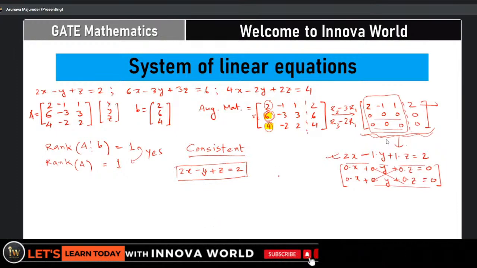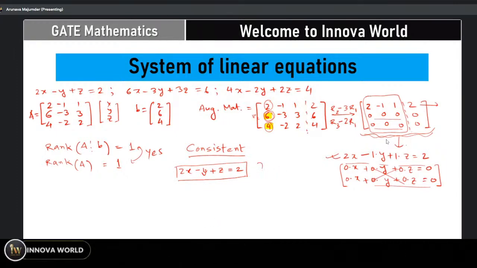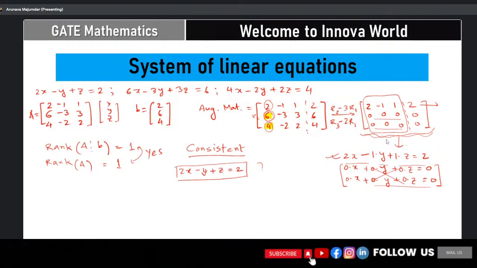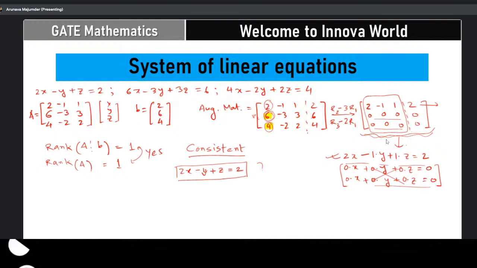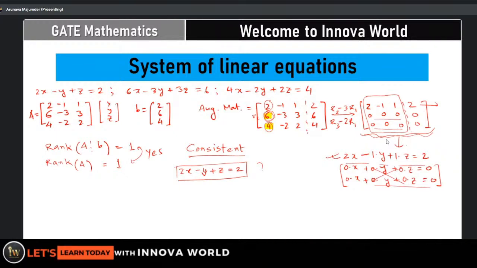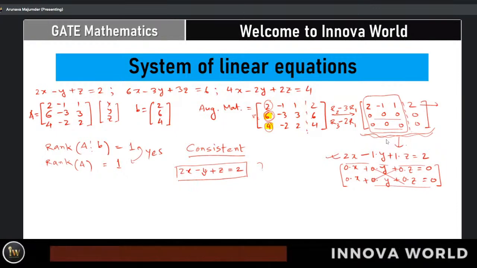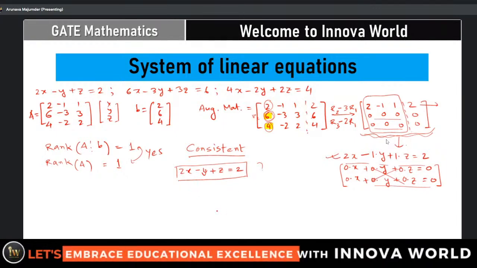So how can you find a solution of a single equation? No other equation is there, only a single equation. A single unique solution cannot be found, but you can find an infinite number of solutions from this equation. So how can you get it? There is a rule to find an infinite number of solutions.